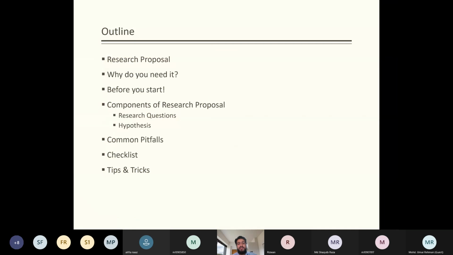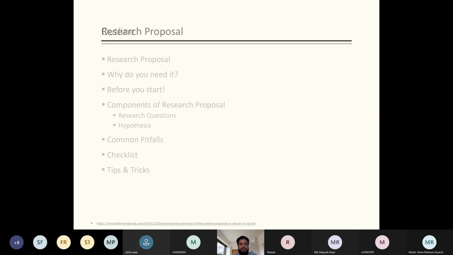Just to go through the outline, I'll be talking about what is a research proposal and why you need it, and what are the things you need to make sure of before you start working on the research proposal. I'll talk a little bit about the components of a research proposal, most importantly the research questions and hypothesis, and then I will talk about the common errors and pitfalls people make while writing a research proposal. Finally, I'll go through some checklists that you need to check before submitting a research proposal, and some tips and tricks, some common tips, and some of my personal tips as well.